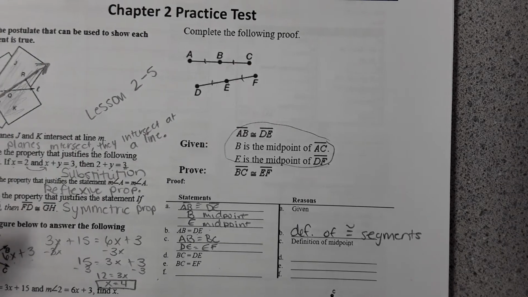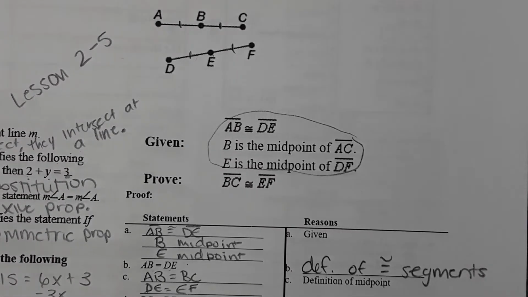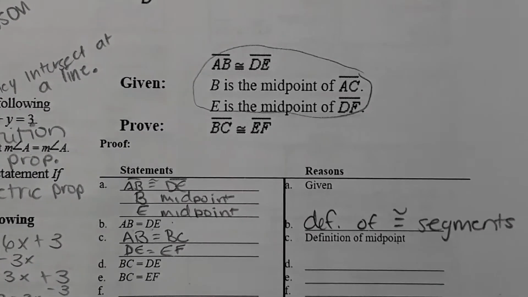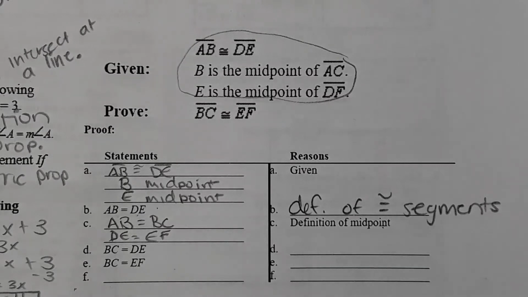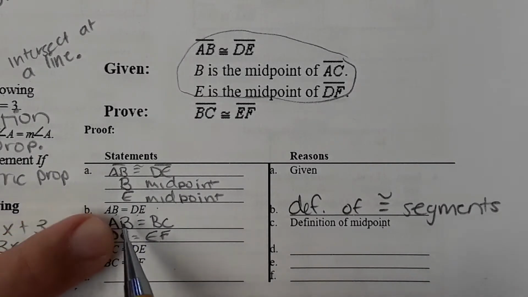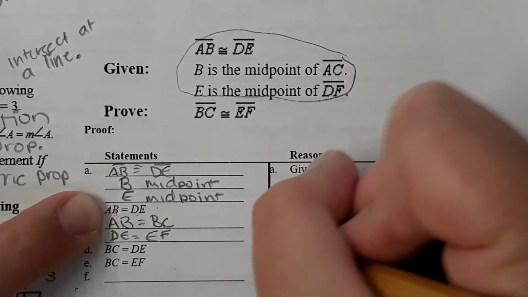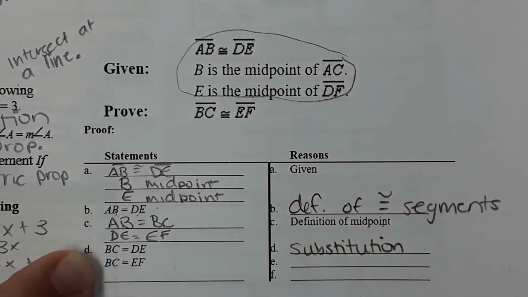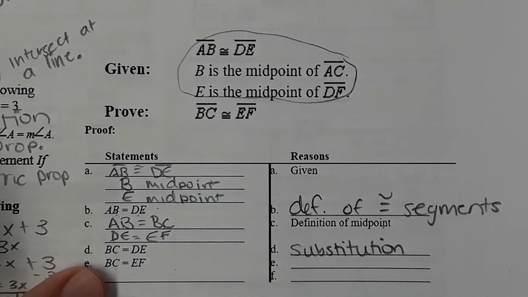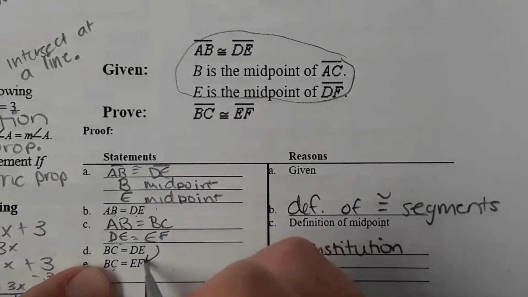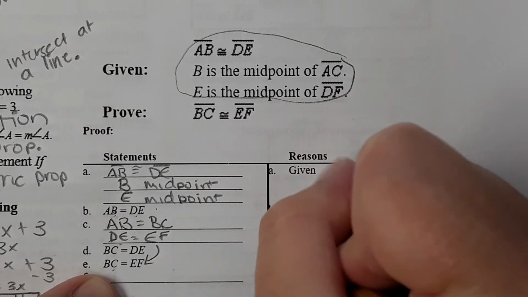Trying to keep the picture in there too, though. Okay, so then what they did here is, since AB is equal to DE and AB is equal to BC, they took BC and plugged it in for AB. So that is substitution. Then they repeated this, but since DE is equal to EF, they took EF and plugged it in here. Again, substitution.